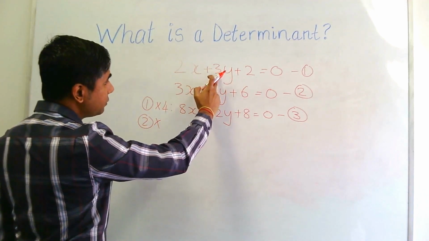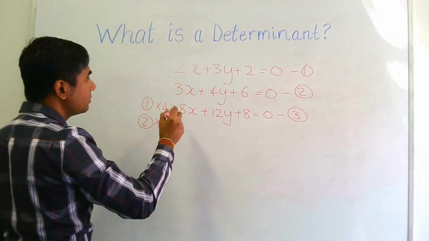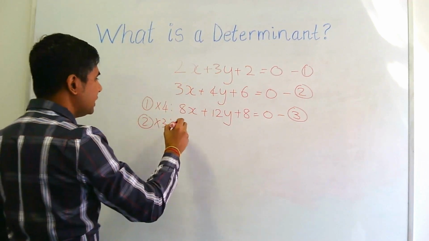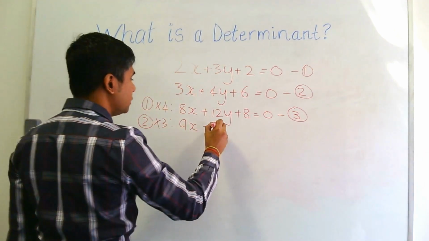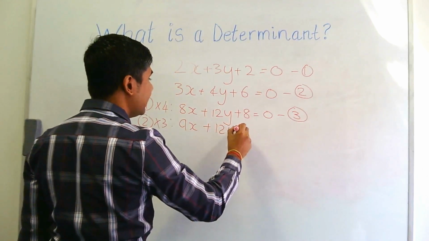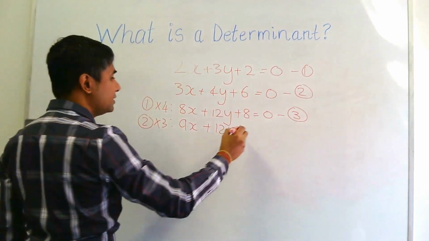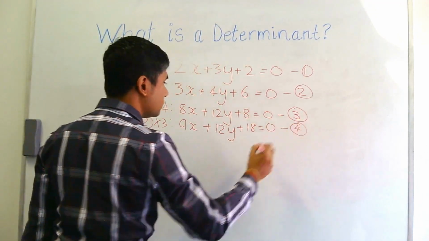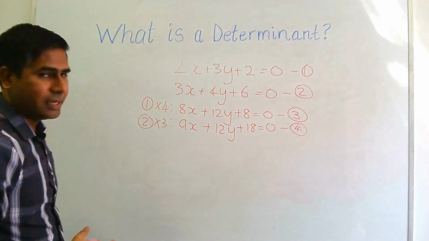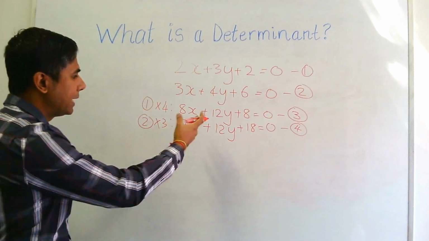Then we take equation 2 and multiply it by the coefficient of y in equation 1, so that's 3. So equation 2 times 3: 3 times 3 is 9x, plus 4 times 3, which is 12y, and then 6 times 3, which is 18. That's equation 4.